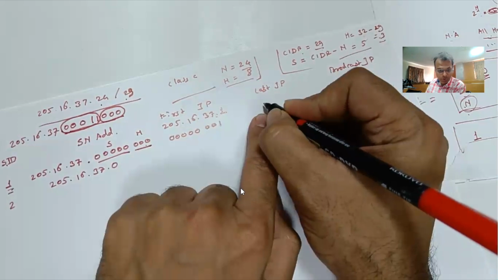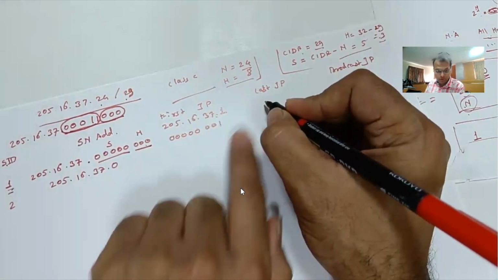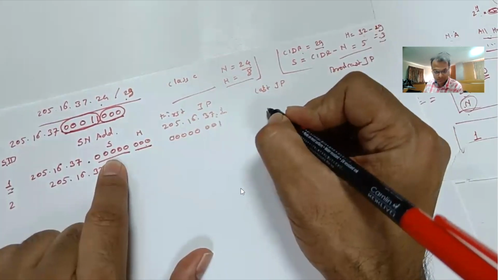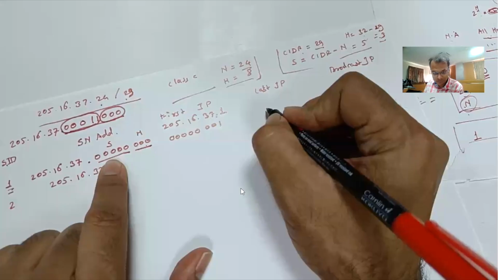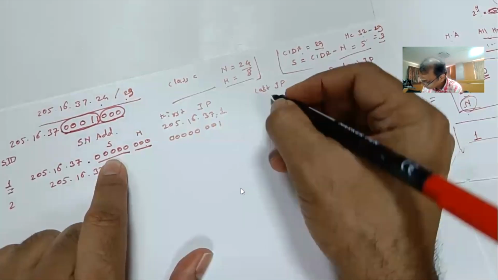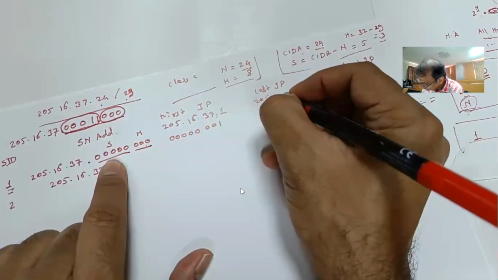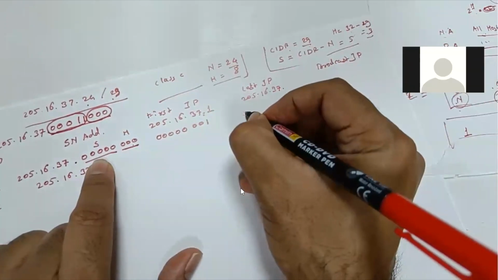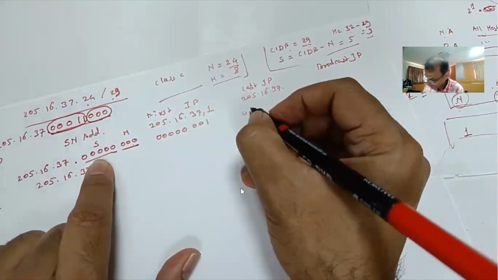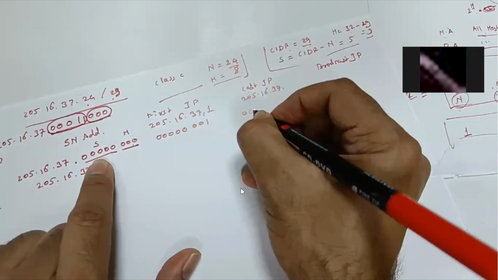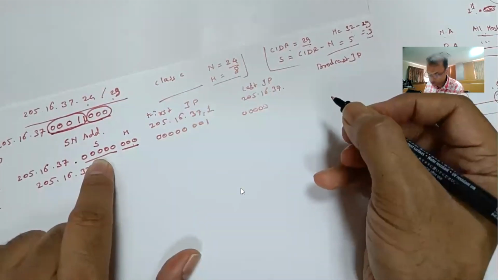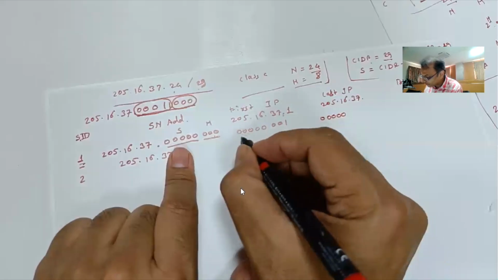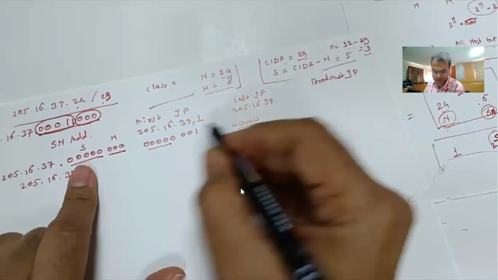Now, last IP in this network, what will be the last IP? 31, 0. So I'm not changing the subnet bits because I'm talking about the same subnet. So the same subnet will have the same value for all the IP addresses.